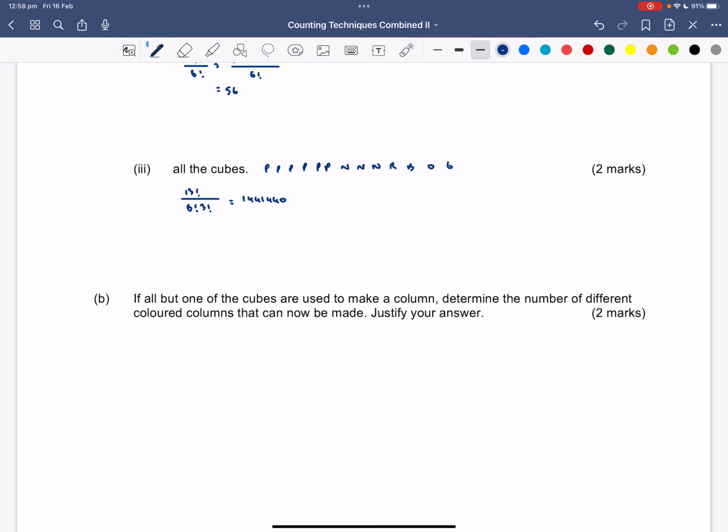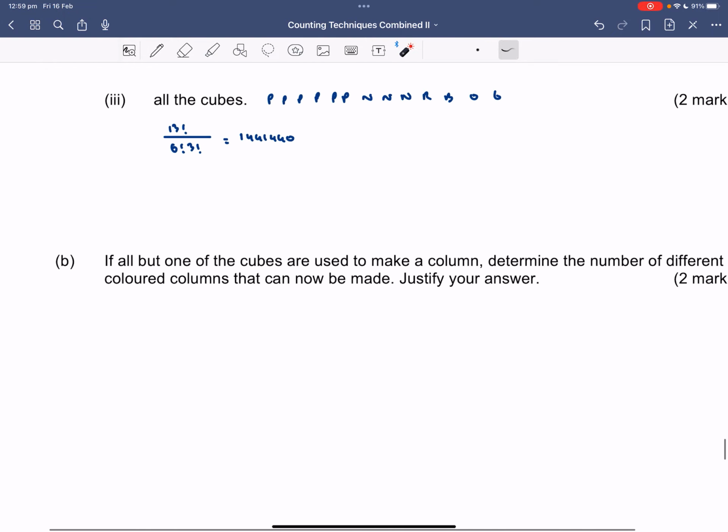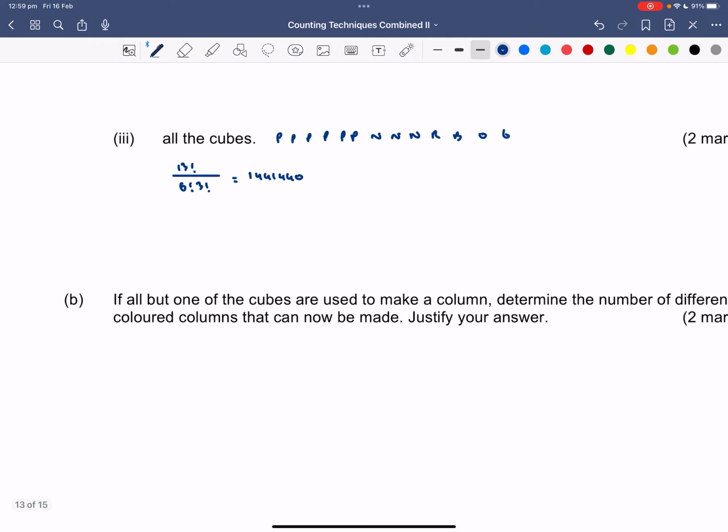Pause, try it yourself. If all but one of the cubes is used to make the column, all but one of the cubes. Now, we don't even know which cube they don't use. Determine the number of different columns. You either get this straight away or you don't. But really, the answer, guys, for 2 marks, first of all, is the same answer as the previous part, 1,441,440. How is that possible?